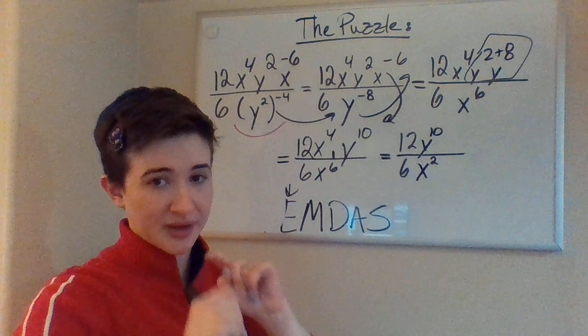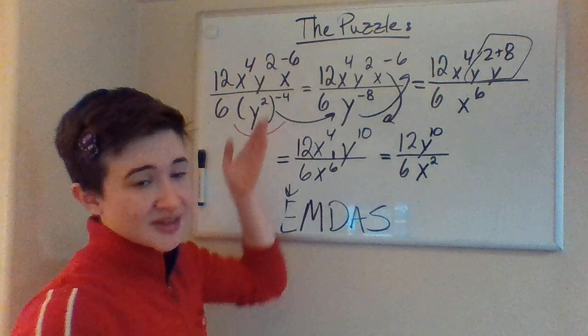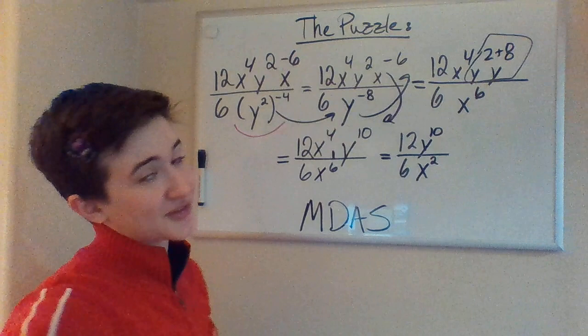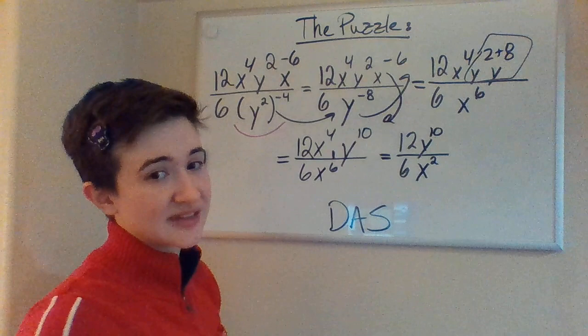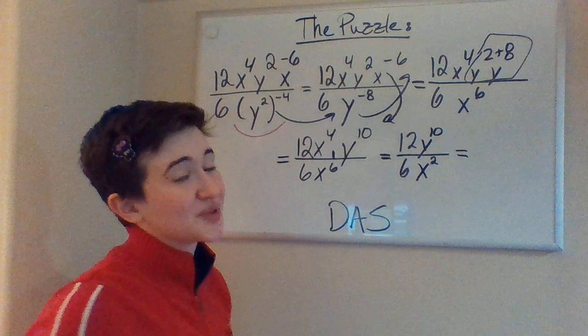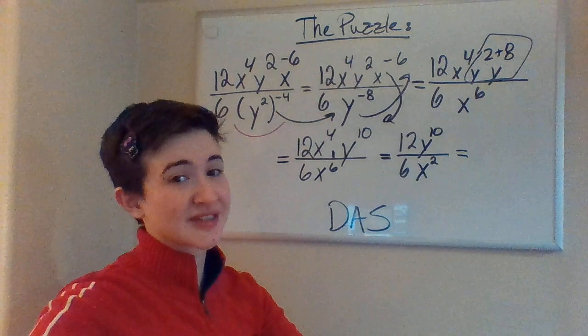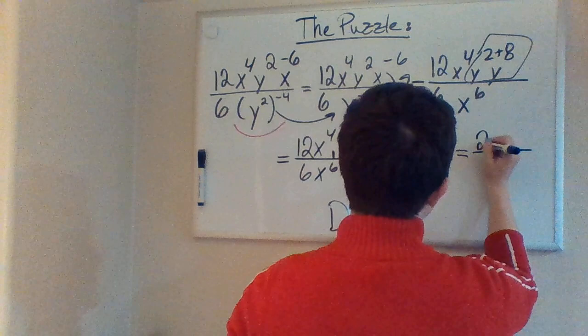Okay, last but not least, we have now dealt with all of my exponents. Y and x cannot be simplified any farther. Is there anything I can multiply? No. So my last one here is division. And we're going to take care of my coefficients. So, just like you normally would, what is 12 divided by 6? If you said 2, you're correct. 2 goes on top.